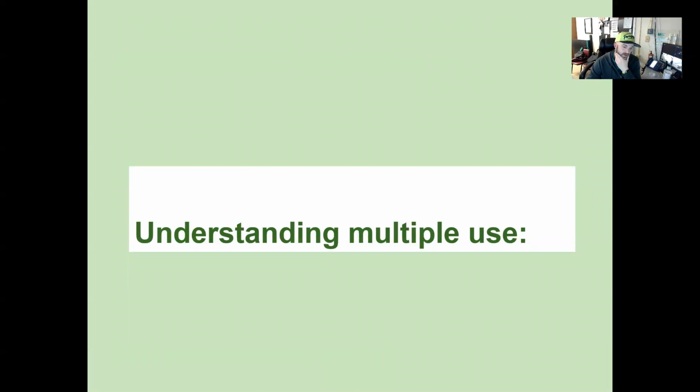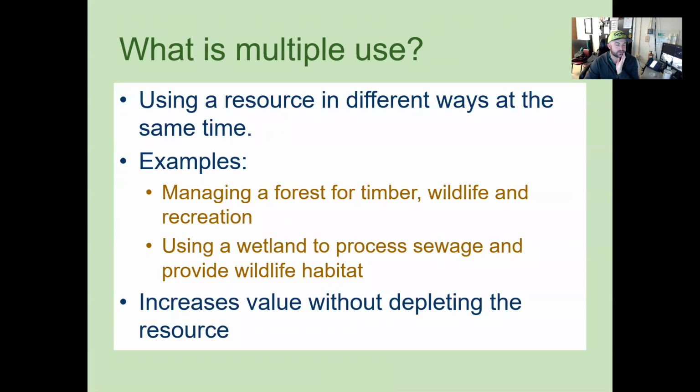Understanding multiple use means using a resource in different ways at the same time. Some examples of this would be managing a forest for timber, wildlife, and recreation, or using a wetland to process sewage and provide wildlife habitat. It increases value without depleting the resource.